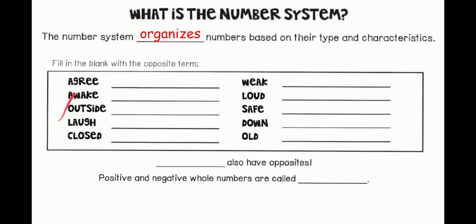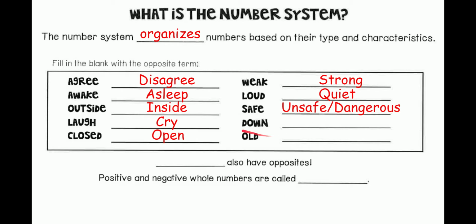So before we talk about numbers, let's think about opposites. They want us to fill in the blank with the opposite terms. The opposite of agree is disagree. The opposite of awake is asleep. Outside, inside. Laugh, cry. Closed, open. Weak and strong. Loud and quiet. Safe and unsafe or dangerous. Down and up. Old and young, or old and new.